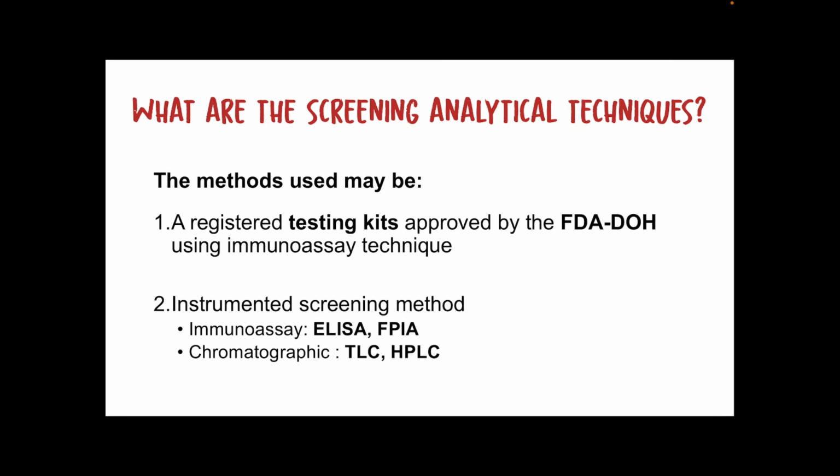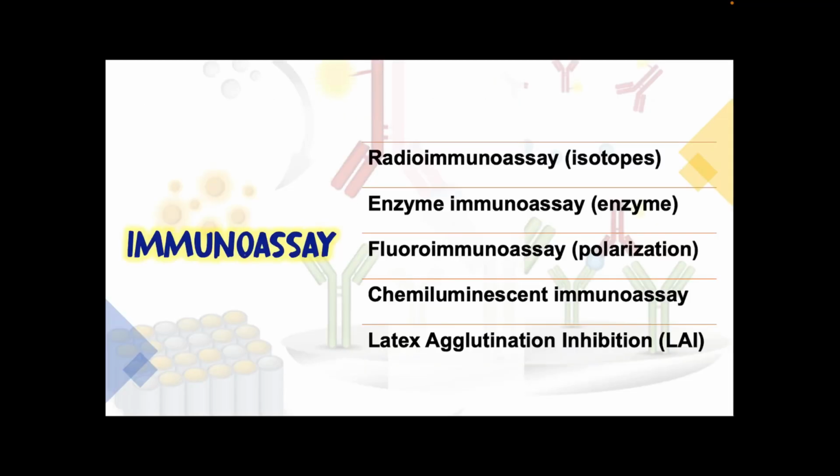So it could be registered testing kits approved by the FDA, DOH, using immunoassay techniques. And also we have instrumented screening methods such as ELISA or the enzyme-linked immunosorbent assay. We also have the FPIA or the fluorescence polarization immunoassay. We have the TLC or the thin layer chromatography, and HPLC, the high performance liquid chromatography. So for the immunoassay, we have here the RIA, the enzyme immunoassay, fluoroimmunoassay, chemiluminescent immunoassay, and the LAI as well.